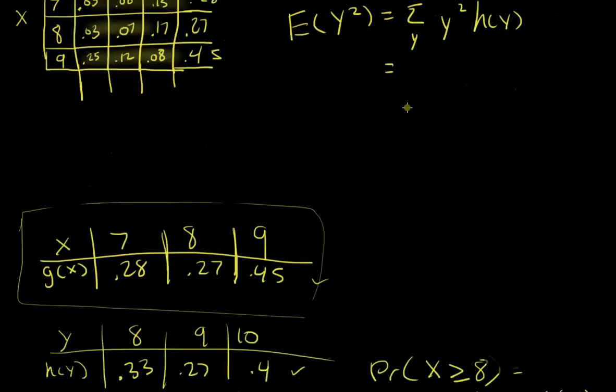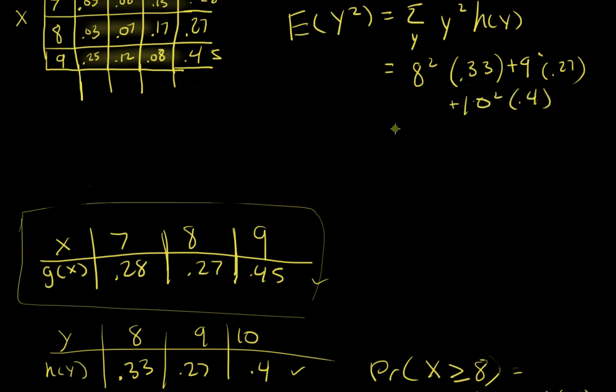So y takes the values 8 squared times 0.33, 9 squared times 0.27, 10 squared times 0.4. I'll go ahead and pull out my calculator. That's 64 times 0.33 plus 81 times 0.27 plus 100 times 0.4. I get 82.99. Now find the expected value of y. This time it's not squared.